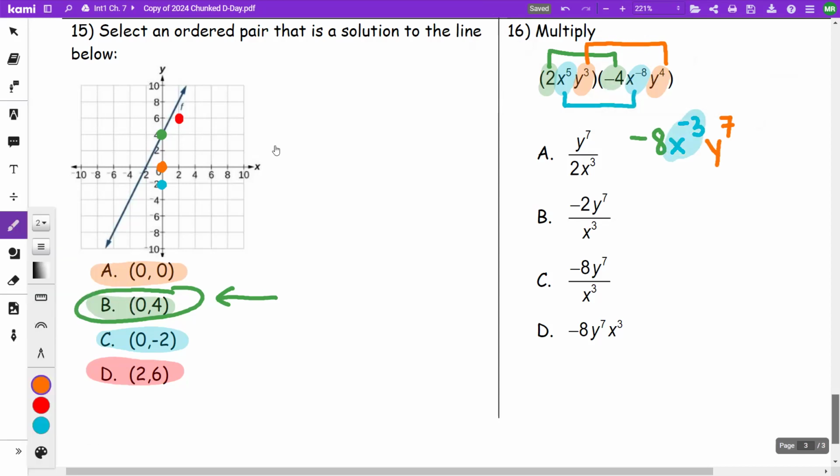Now, the part that I don't like is this. I'm okay with my coefficient, my negative 8. That's okay. It's a coefficient, not an exponent. It's a normal number. So my negative 8 is going to stay where it is. My y to the 7th is going to stay. And what's going to happen is that x to the negative 3rd is going to go down, and that is going to be my answer. And so that is letter C.